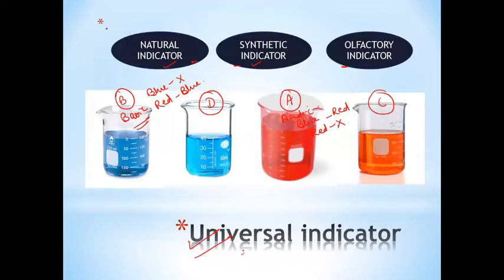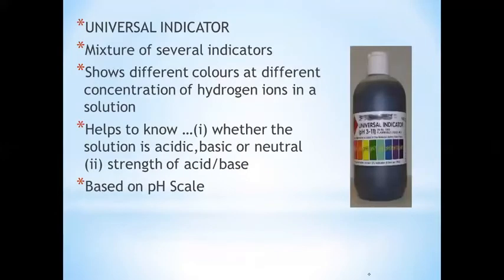Now, what is this universal indicator? Universal indicator is a mixture of several indicators, and it shows different colors. See on the bottle. It shows different colors at different H positive ion concentration present in the solution. It helps to know whether the solution is acidic, basic or neutral, but also helps to know strength of acid or base, and it is based on pH scale.